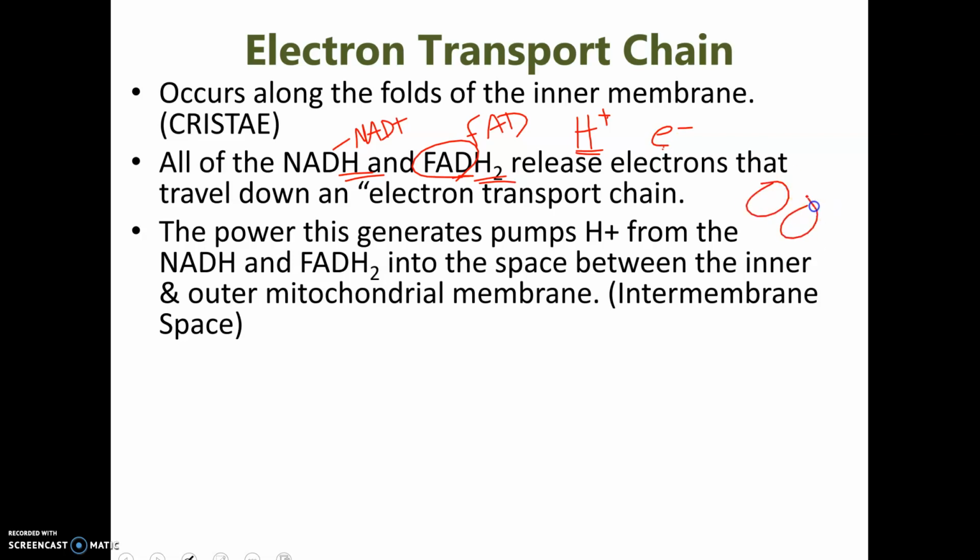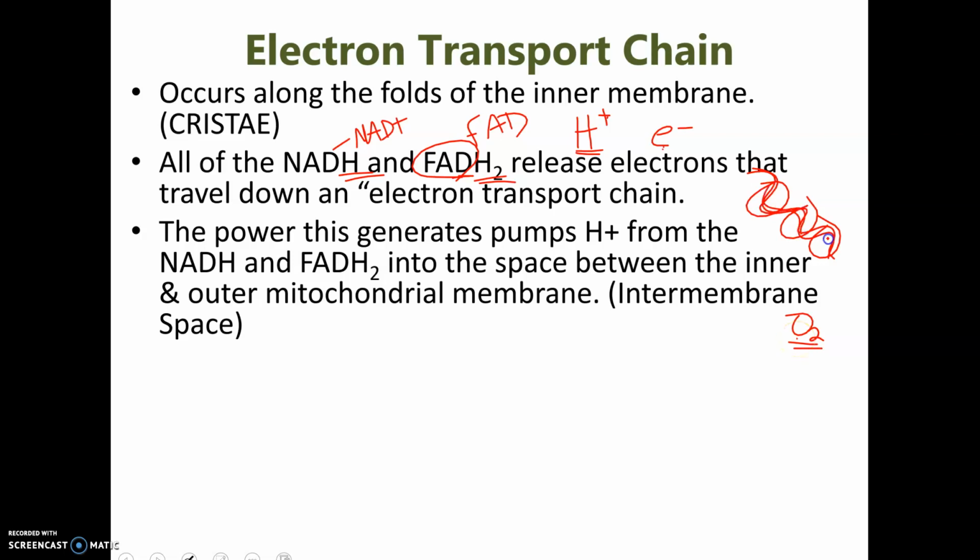I'm going to show you some animations of it in class. But it basically is just, it's sort of like playing hot potato. It's getting passed from protein to protein to protein in the inner cristae. At the end of the electron transport chain, it's going to get picked up by oxygen. Oxygen is waiting at the end. This is where finally we know why we have to breathe the oxygen. It's waiting at the end of the electron transport chain.